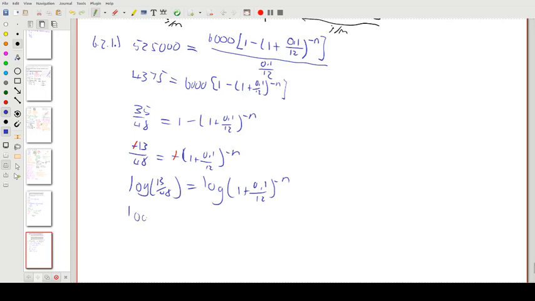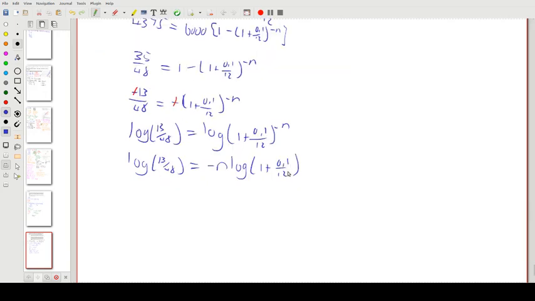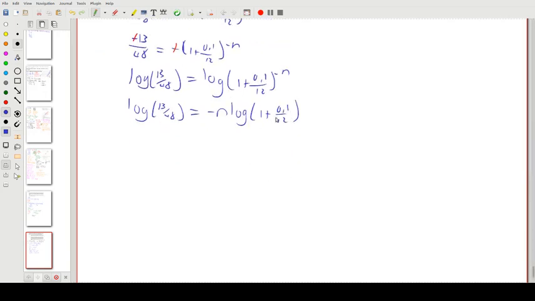And the reason why we do that is because logs can transform exponentiation into multiplication, which is very neat. So the exponent can move to the front, negative n log 1 plus 0.1 over 12. And then finally we can divide both sides by this log part. Let's write that down. Let's divide by log 1 plus 0.1 over 12.